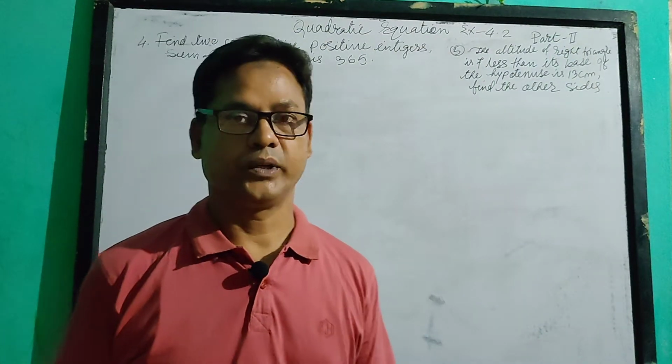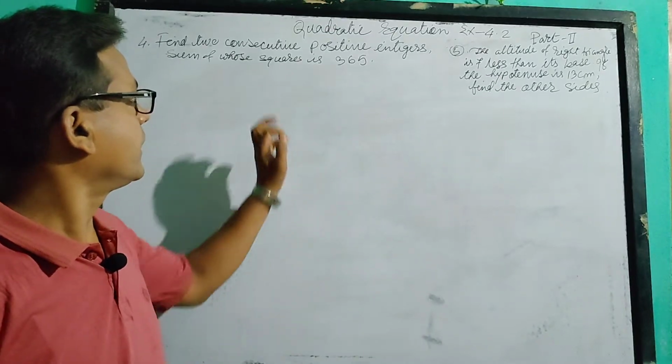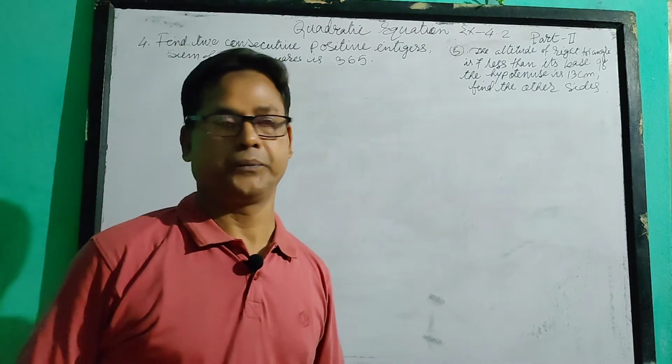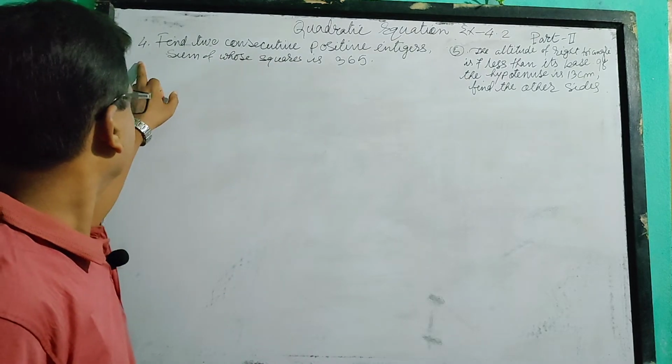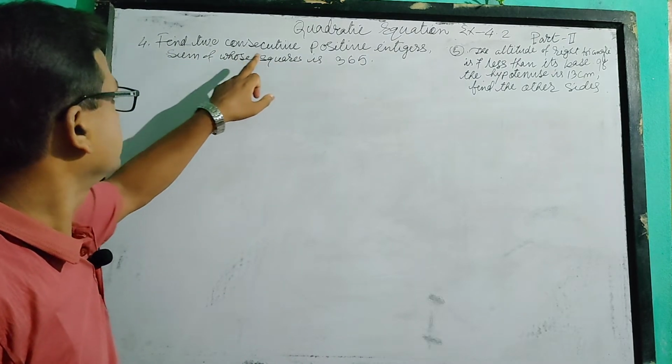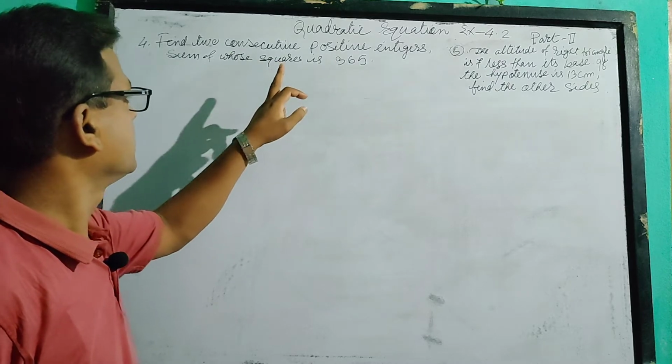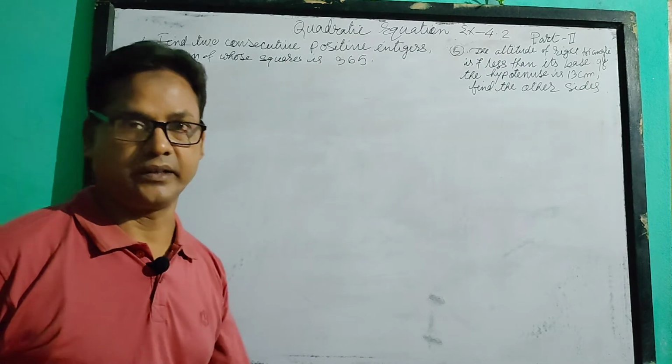Welcome back with the solution of quadratic equation exercise 4.2 part 2. Question number 4. Find two consecutive positive integers, sum of whose square is 365.